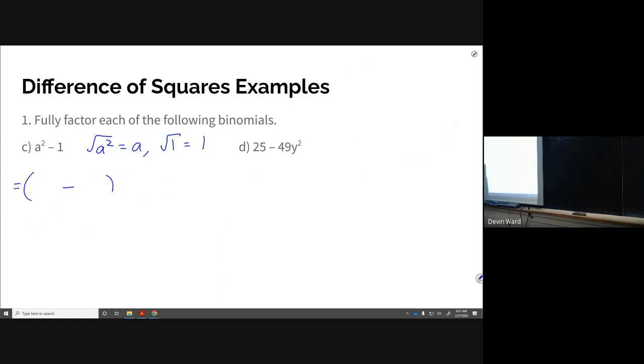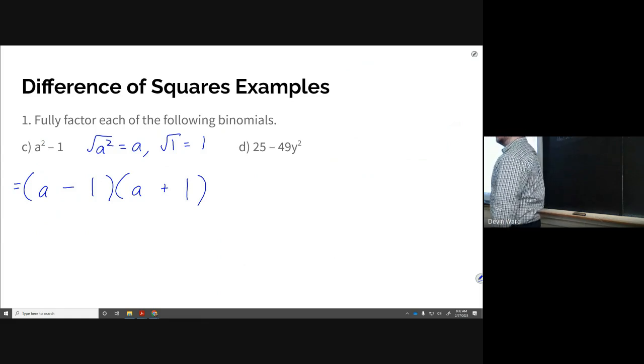So even if you want to kind of set it up like this at first, one's going to be subtract, one's going to be plus. Then put in your first one, a, then your second one, 1, and 1. Then a minus 1, a plus 1. Okay. Try D on your own, and then we'll move on to common factoring out first.